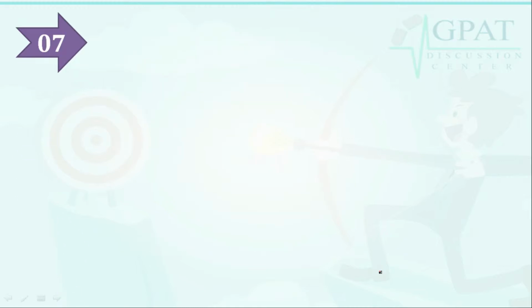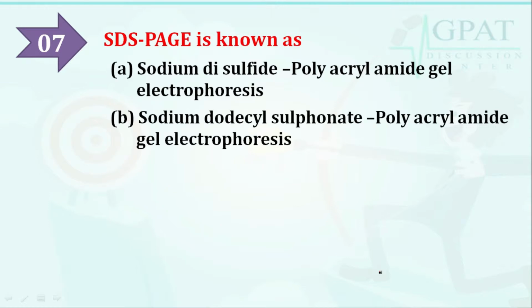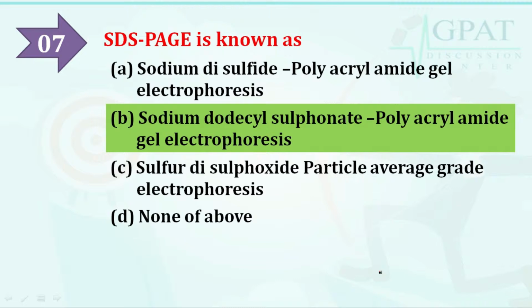So the next question is, SDS page is known as, and here the options are A, sodium disulfide polyacrylamide gel electrophoresis. The next option is sodium dodecyl sulfonate polyacrylamide gel electrophoresis. C option is sulfur disulfoxide particle average grade electrophoresis, or D, none of the above. So the correct option is that SDS page is known as sodium dodecyl sulfate polyacrylamide gel electrophoresis.